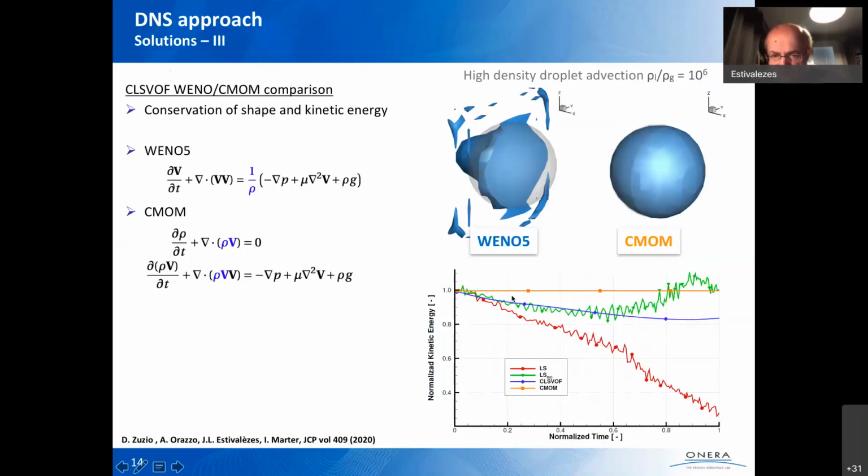So you can see that the normalized kinetic energy evolving in that case is constant because this is a simulation that is only inertial, without viscosity, without surface tension, an inviscid simulation. So we have to conserve energy, in that case kinetic energy, and so we can see that in that case it's a good correction.